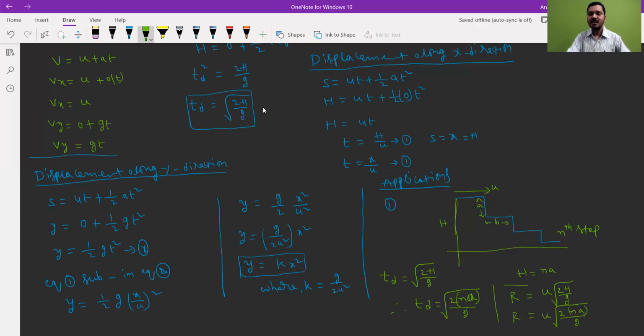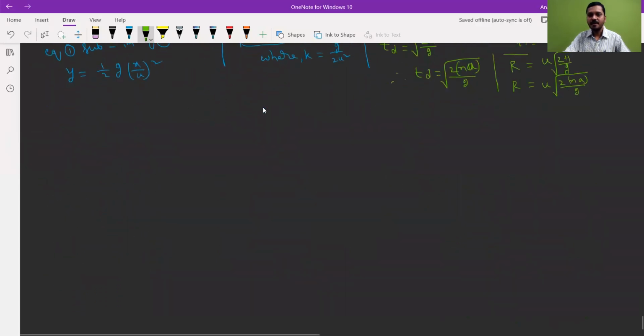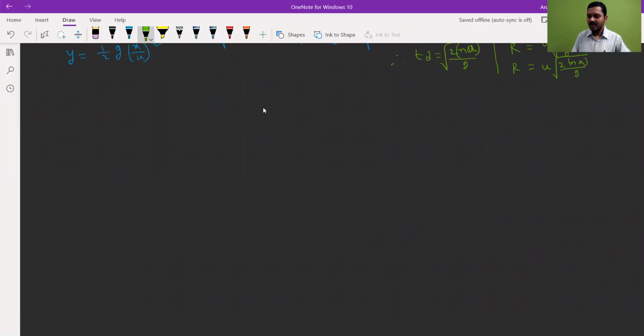Next, based on the parallelogram law also, one or two applications I am explaining here. The second application: we know the magnitude of the resultant equation. Which equation do we know for the magnitude of the resultant? That is R bar is equal to the square root of P bar square plus Q bar square plus 2 P bar Q bar cos theta.